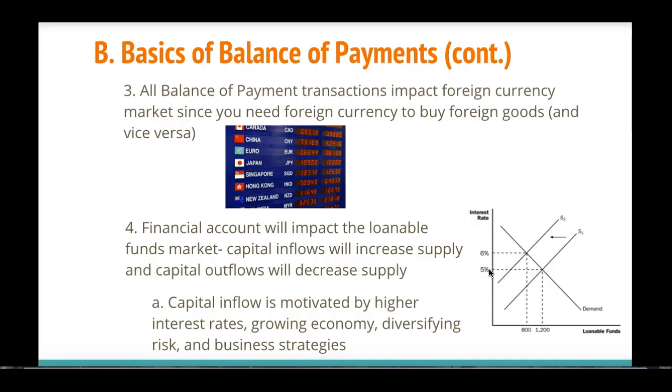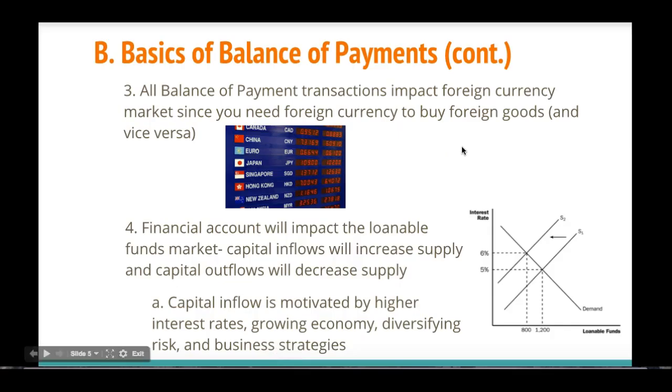Okay. If you're an investor, which one do you want to be going with? The United States with an interest rate of 5% or the UK with an interest rate of 7%? Well, duh, 7%, because then I earn more from my investment. So that's going to motivate more people to move their capital inflow over to the UK rather than the United States. Capital inflow is also influenced by a growing economy.